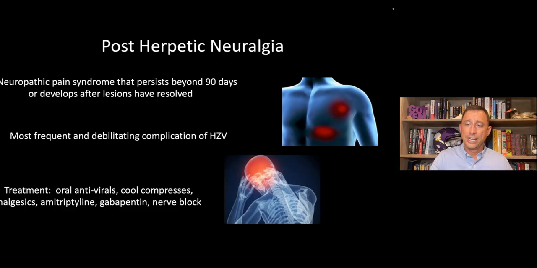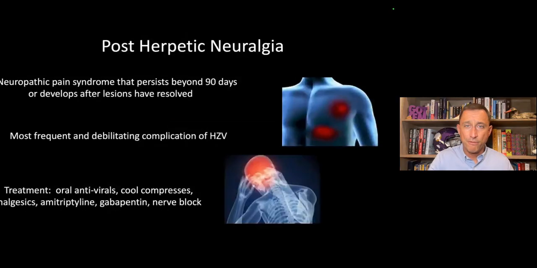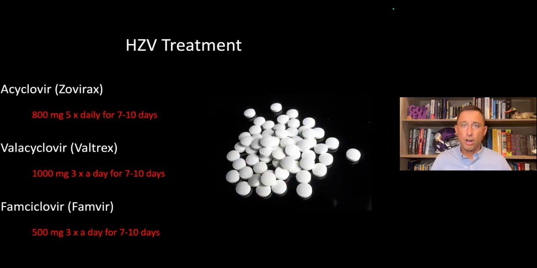And so our goal, again, is to catch them in that acute eruptive phase, hopefully before 90 days if they've come in, and then we can manage these patients, because once they've gone beyond 90 days, then you're dealing with things like amitriptyline, gabapentin. You're managing this with their primary provider. The neuralgia piece is really the part that's hard.